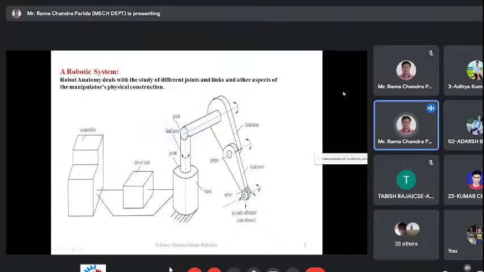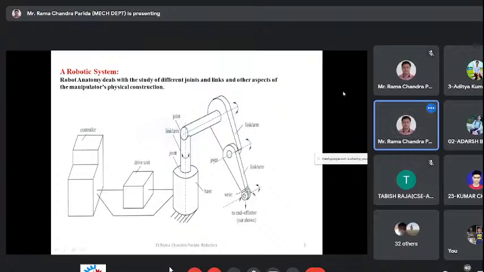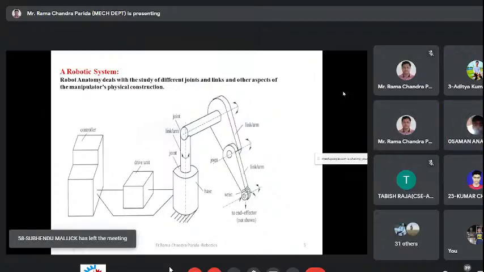This one part, the study of that, is called robot anatomy. Study of the robot, what the main parts are along with their functions, is called robot anatomy. So from this diagram, you can find there are some links. Can you see the links? Yes, sir. Link or arm.